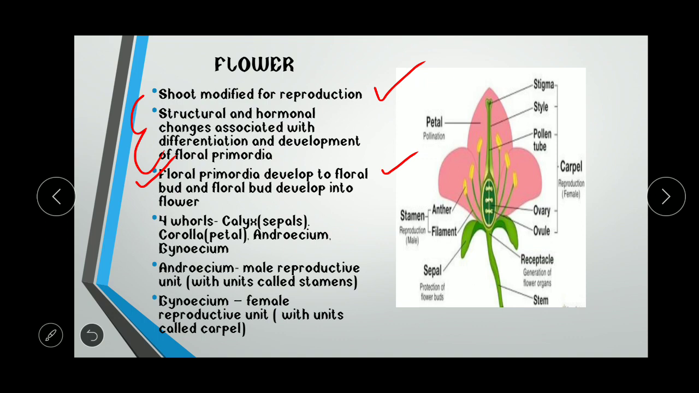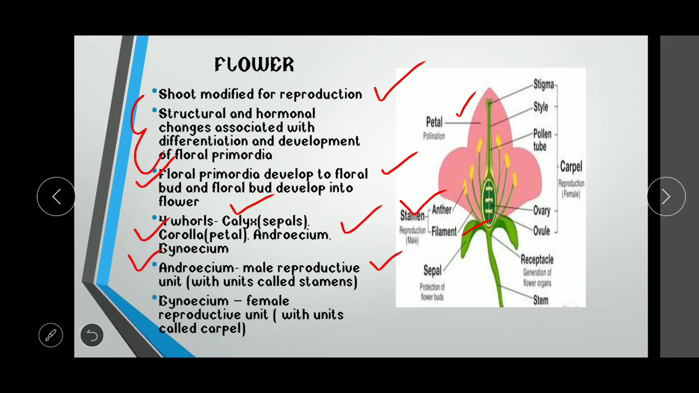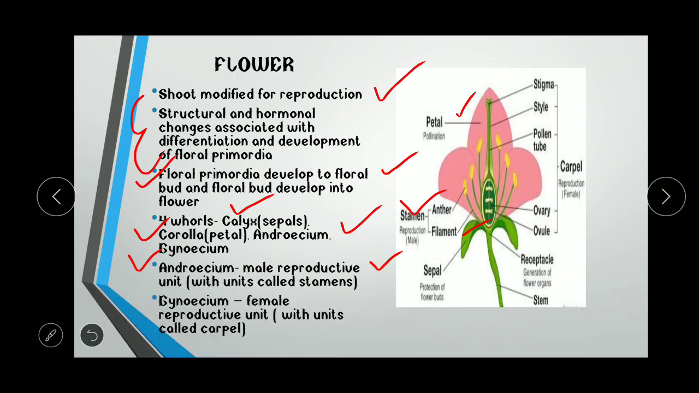Then what are the parts of a flower? A flower has four whorls, that is calyx, corolla, androecium and gynoecium. The calyx has individual units called sepals. These are green leaf-like structures, and the corolla has individual units called petals. These are brightly colored to attract insects for pollination. Then androecium is the male reproductive structure with units called stamens. A stamen has two parts, anther and filament. We'll discuss this.